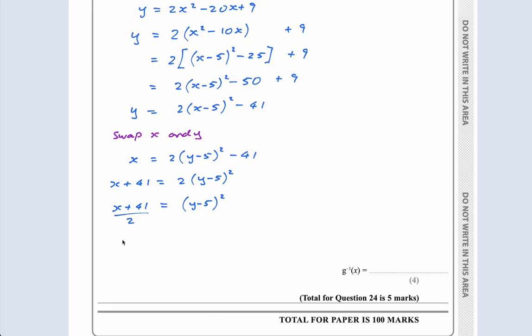Then, oh yeah, sorry, I'm going to get the square root of this to get this on its own. And I'm just going to write it on this side, guys. So I'm going to say y minus 5 equals the square root of this, x plus 41 over 2. And then finally, we are going to add this 5. So I'm going to say y equals this plus 5, or 5 plus this, 5 plus the square root of x plus 41 over 2.